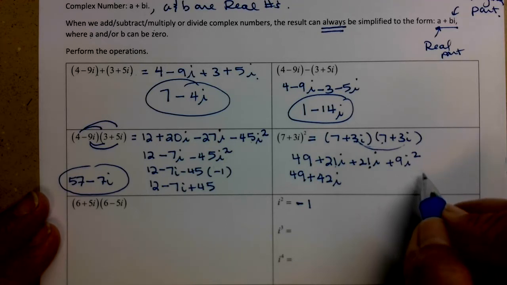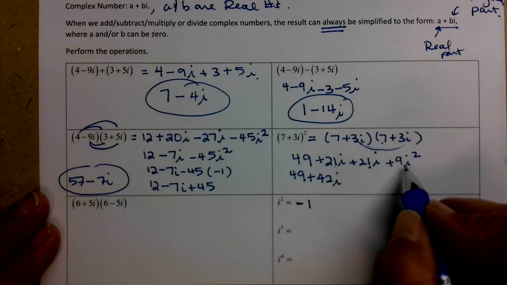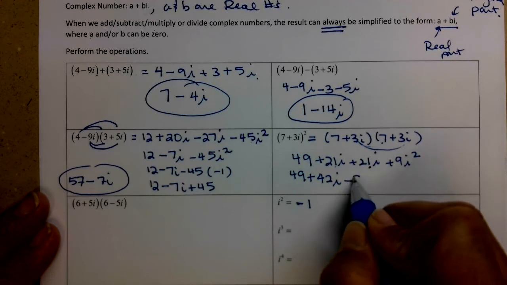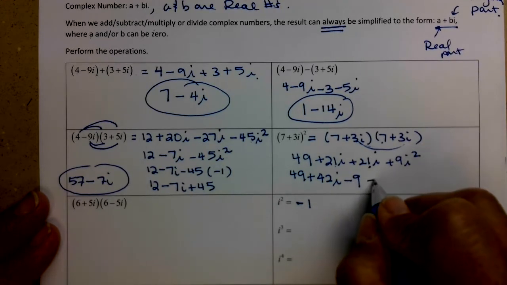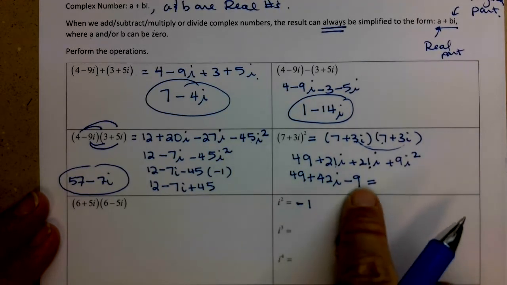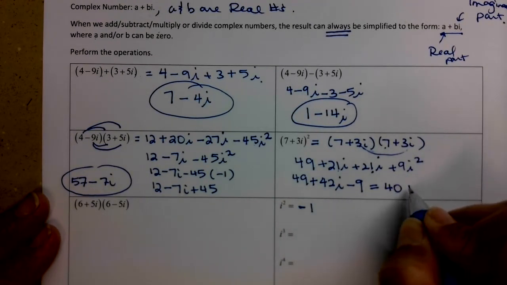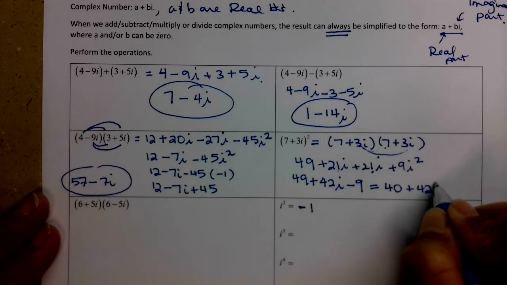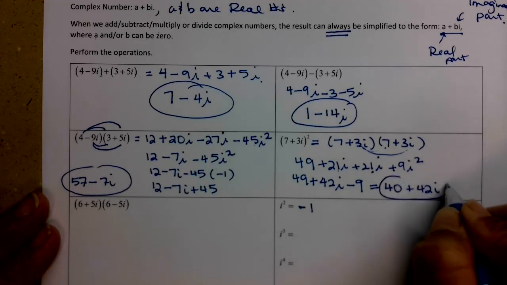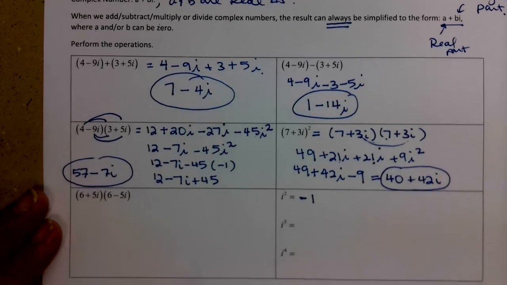So we're going to do that quicker this time. So i squared is negative 1 times 9 makes that minus 9. So to final answer, that negative 9 and the 49 in front can combine. So 40 plus 42i. Cool.